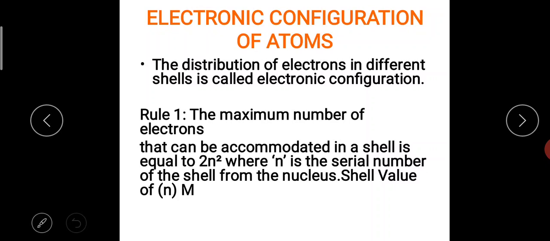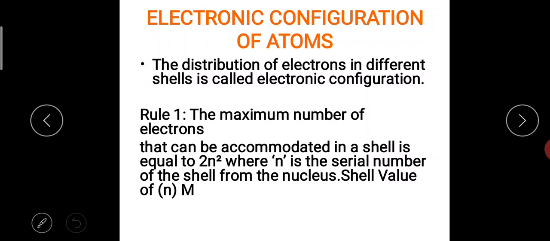Yes or no? The same way, we cannot arrange the electrons just like that in their orbits. There are certain rules and regulations we have to follow to distribute the electrons in their different shells. That is what we call electronic configuration. This is governed by certain rules which we call Bohr and Bury rules of electronic configuration. The first rule is that the maximum number of electrons that can be accommodated in a shell is equal to 2n square.